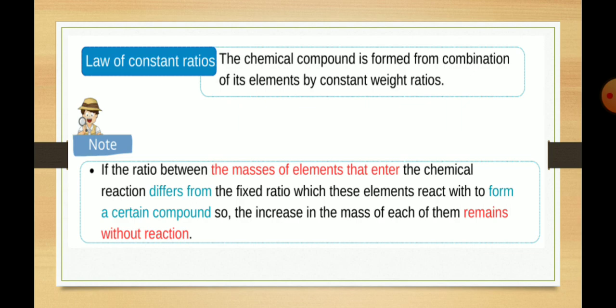And we have some notes. If the ratios between the masses of elements that enter the chemical reaction differ from the fixed ratio with which these elements react to form a certain compound, so the increase in the mass of each of them remains without reaction.